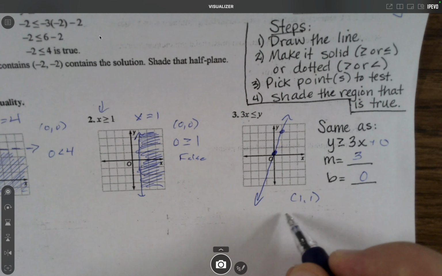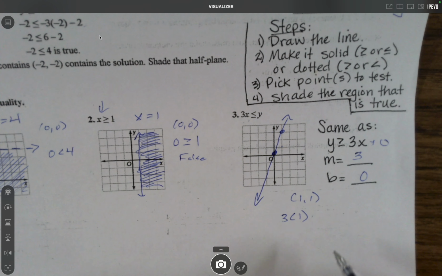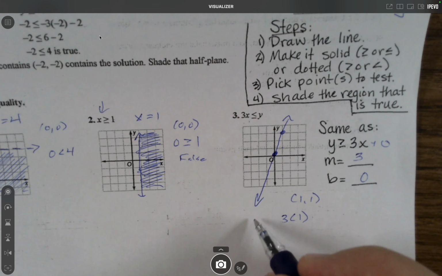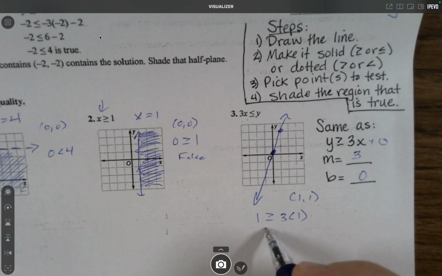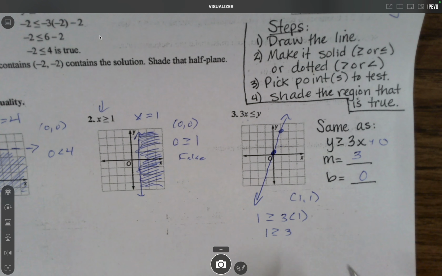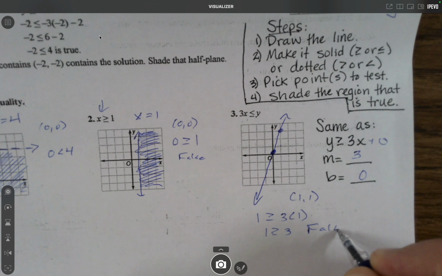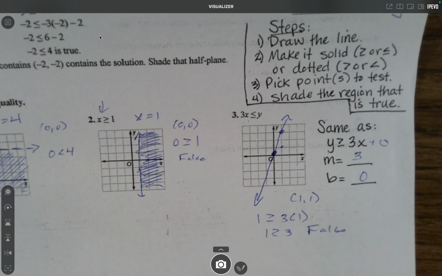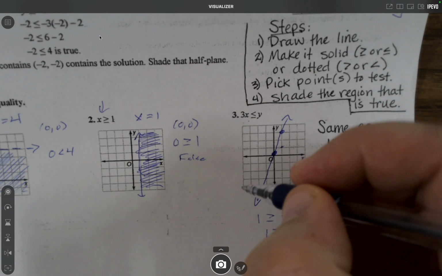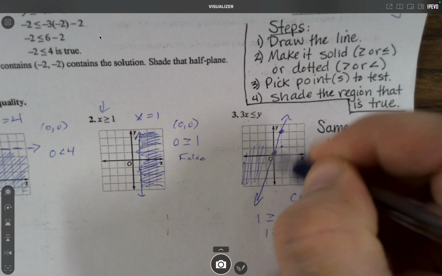I plug in 1 for x, and I plug in 1 for y. So 1 is greater than or equal to 3. That is false. Okay, so 1, 1 is right here, and we just found out that doesn't work. It's false. So we have to go on this side to shade it.